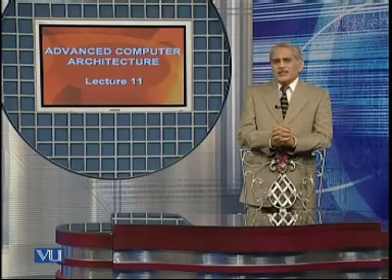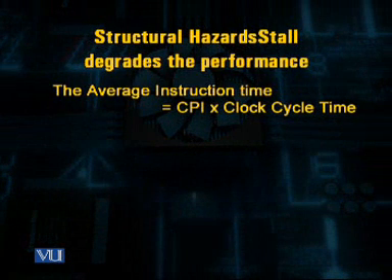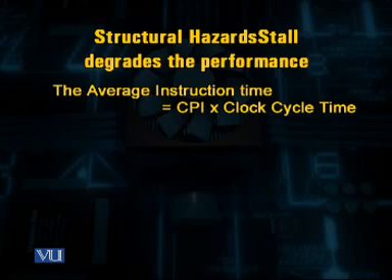For this purpose, let us consider this example where we suppose that the data reference instructions constitute 40% and the processor with structural hazard has a clock rate 1.05 times higher than the processor without hazard. We know that the average instruction time is given by the product of clock cycles per instruction and the clock cycle time in the ideal situation.